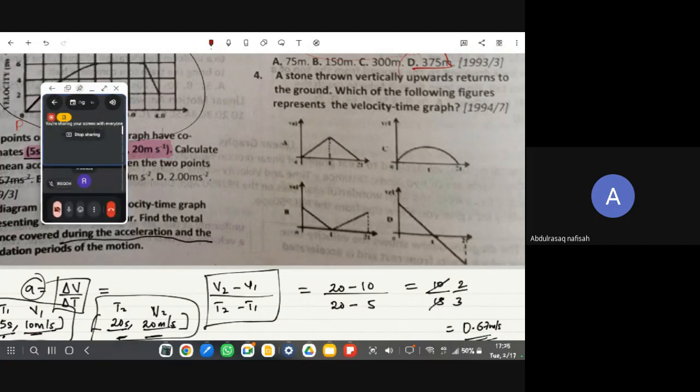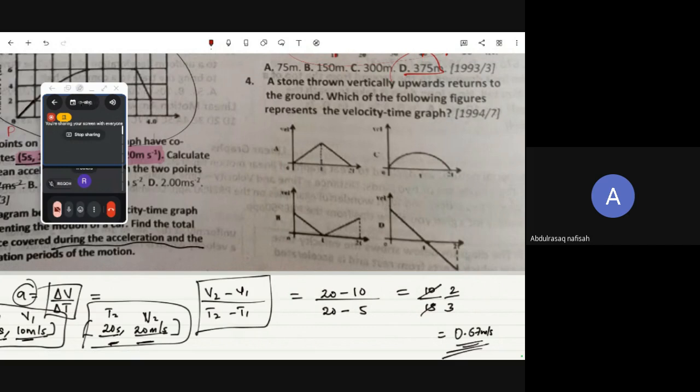You can only see C. The question says, the stone thrown vertically upwards returns to the ground. Which of the following figures represents the velocity time graph? Option D. Option D. Okay, someone chose option C. Can you tell us the reason? Can you type in the chat box the reason why you think it's option C? And you that picked option D, can you tell us the reason why it's option D?